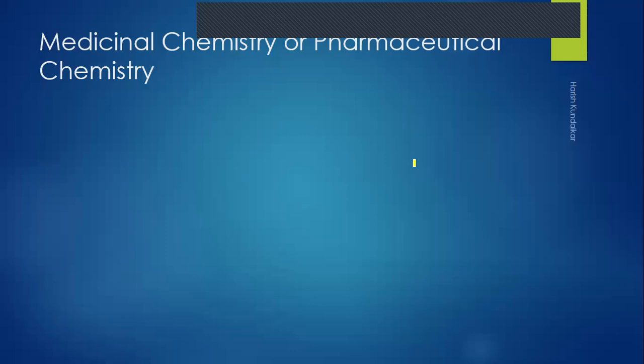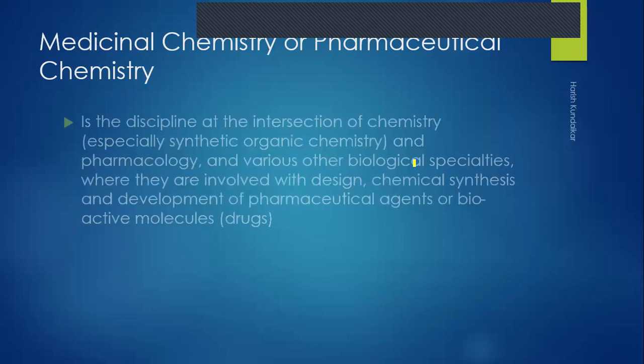Okay, all those animal and human trials are done, and all those analysis studies are done, and then further, a good formulation is made out of it, which is bioavailable. So that overall aspect would be pharmaceutical chemistry. Okay, so that's the difference between medicinal chemistry and pharmaceutical chemistry.